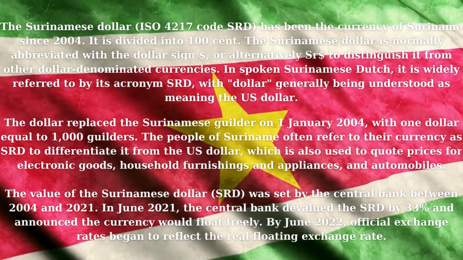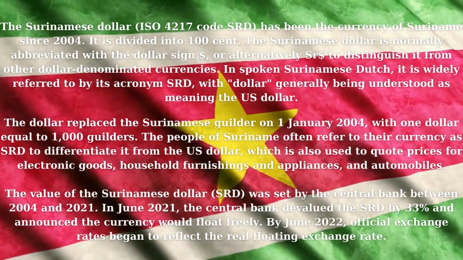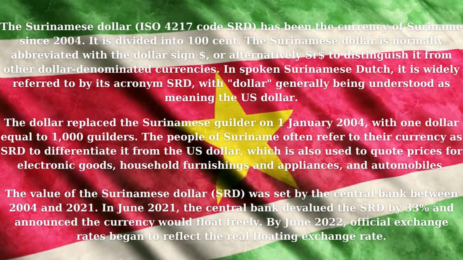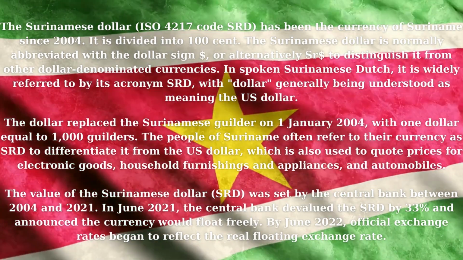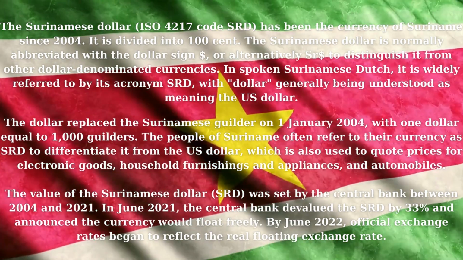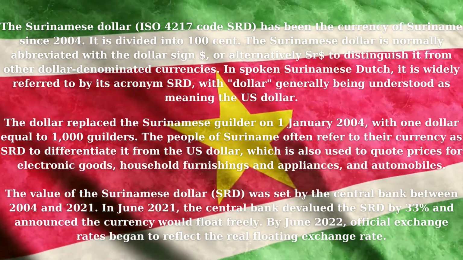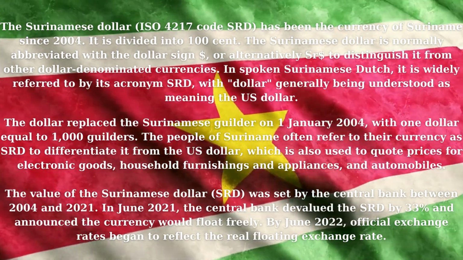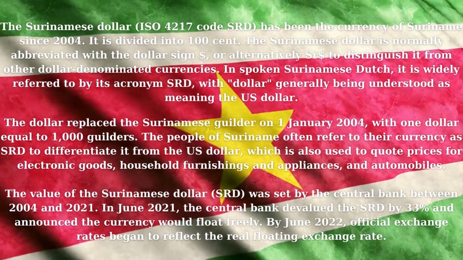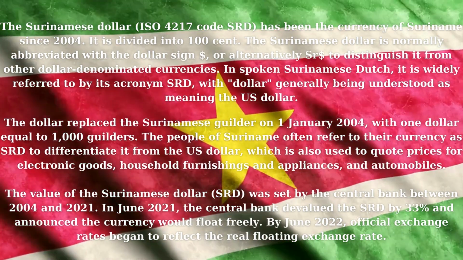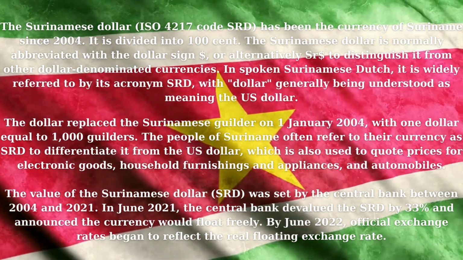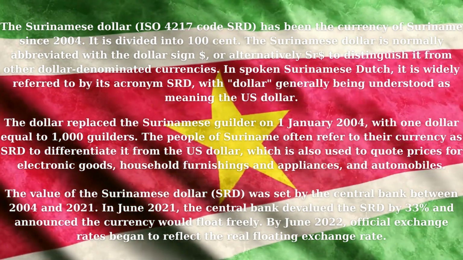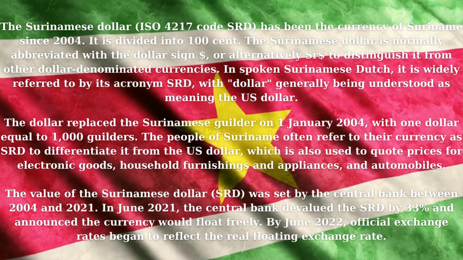The Surinamese dollar, ISO 4217 code SRD, has been the currency of Suriname since 2004. It is divided into 100 cents. The Surinamese dollar is normally abbreviated with the dollar sign, or alternatively Sr dollar to distinguish it from other dollar-denominated currencies. In spoken Surinamese Dutch, it is widely referred to by its acronym SRD, with dollar generally being understood as meaning the US dollar. The dollar replaced the Surinamese guilder on the 1st of January 2004, with $1 equal to 1,000 guilders.